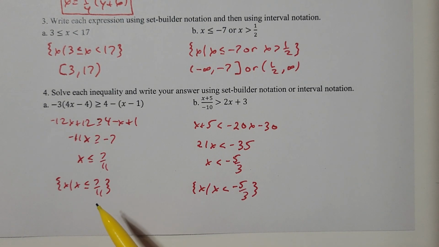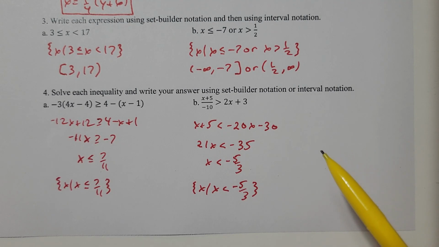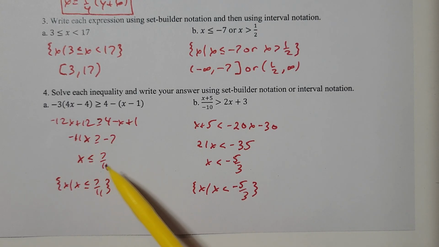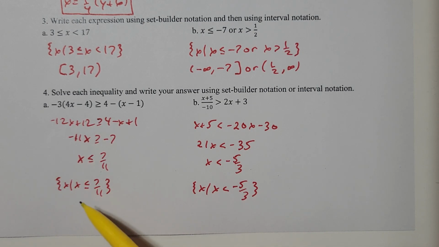My answer has to be written as a set or as an interval. As a set, I'd say the set of all x such that x is less than or equal to 7 over 11. That'd be the answer. Now, you're not done with the problem yet until you have the answer written as a set or as an interval. I wouldn't just circle this and call it good, unless I want to lose points. Make sure that the answer is written as a set or as an interval.